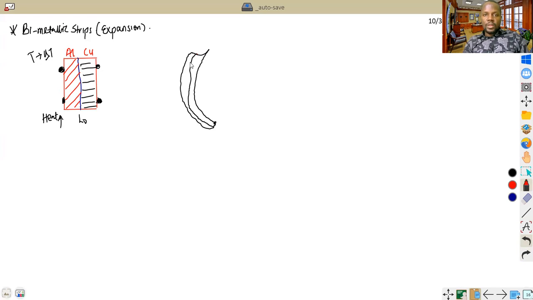So this is the aluminium. The metal that expands more will be at the back because it expands more, whereas the second metal which expands less will come like this. The reason is because aluminium expands more than copper. So you can use this simple sketch for increase in expansivity in case of questions. When you see them like this, aluminium comes here and the copper comes here.